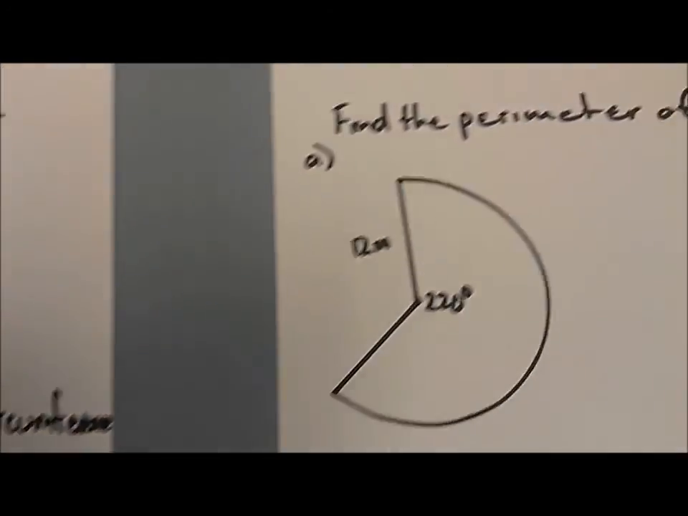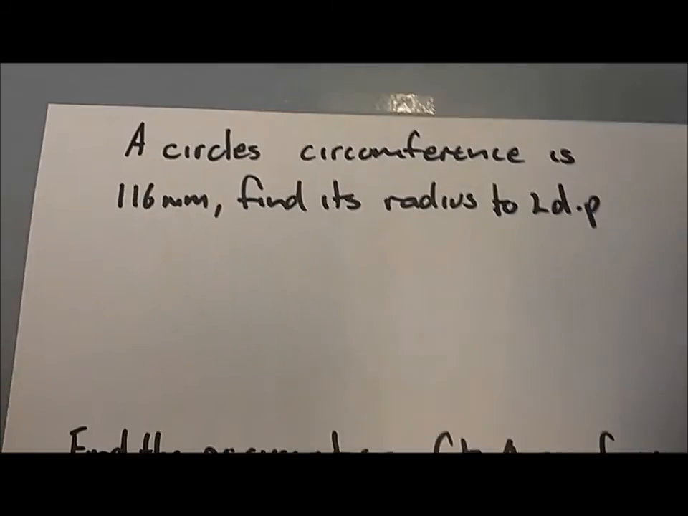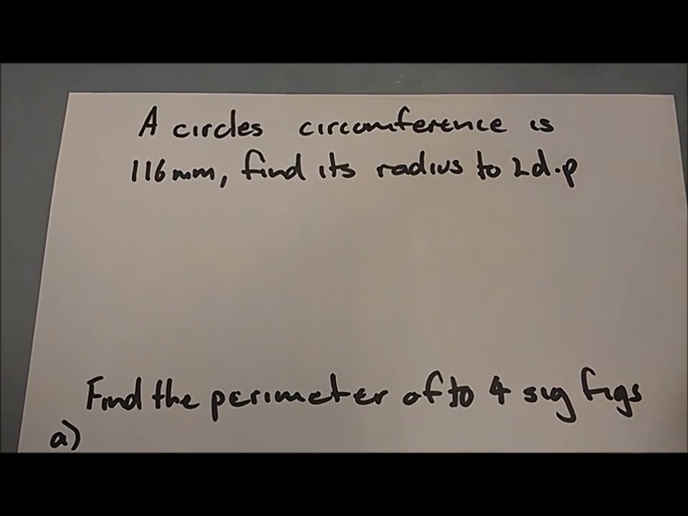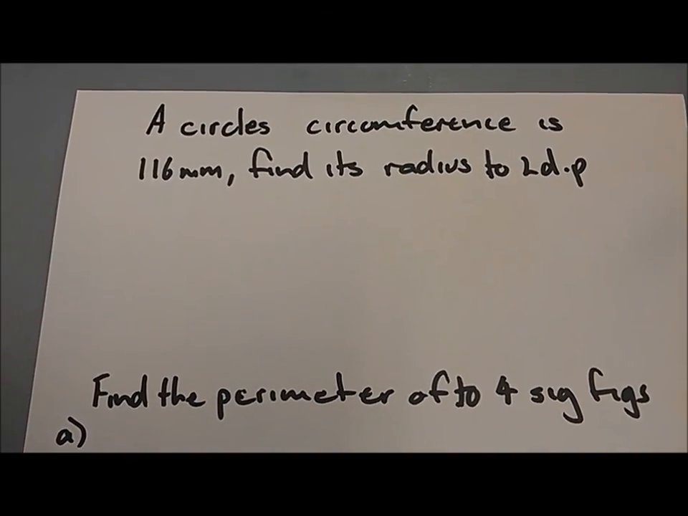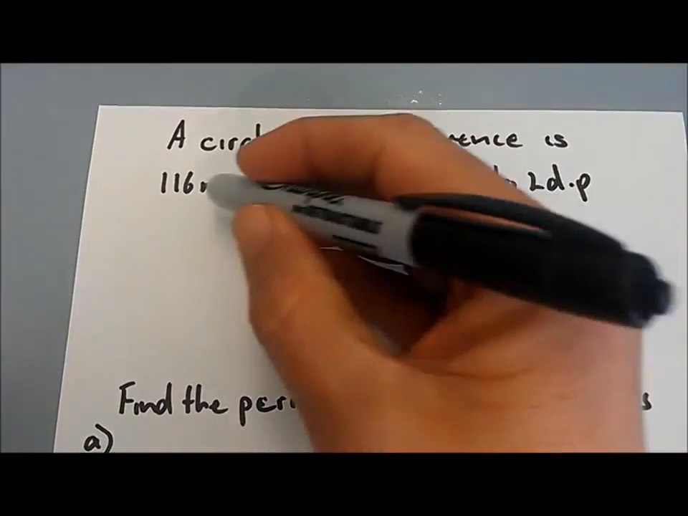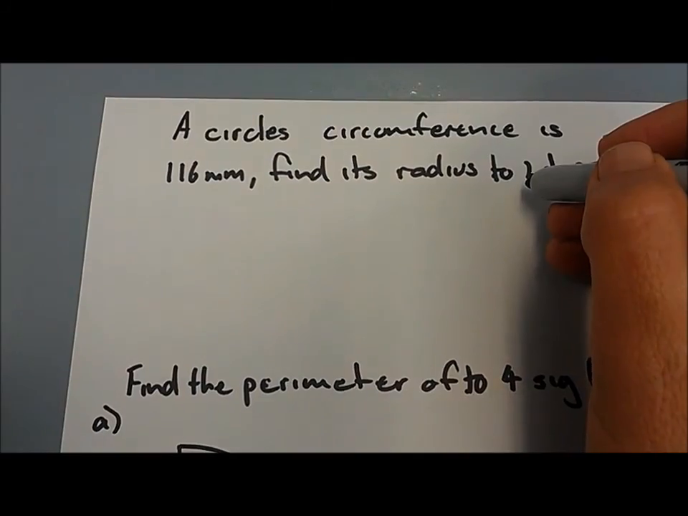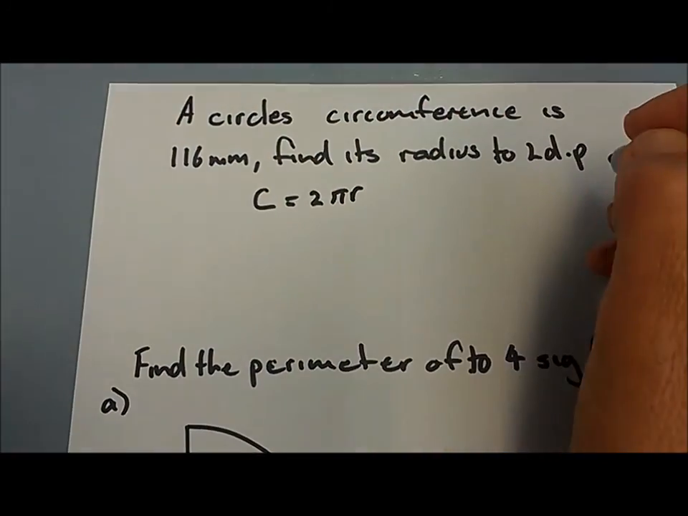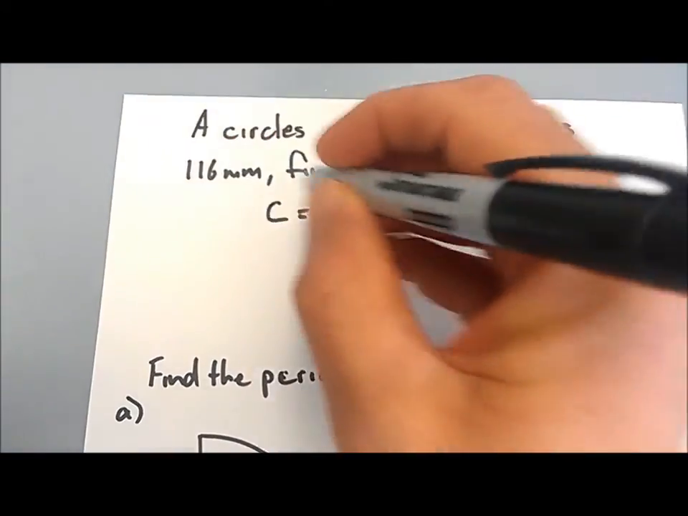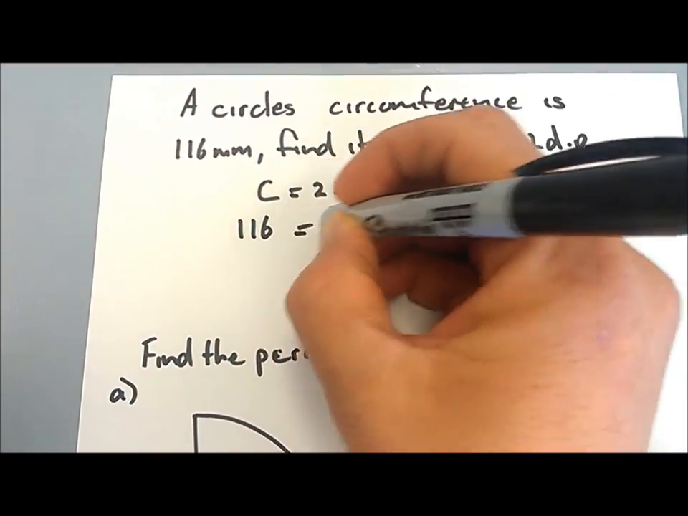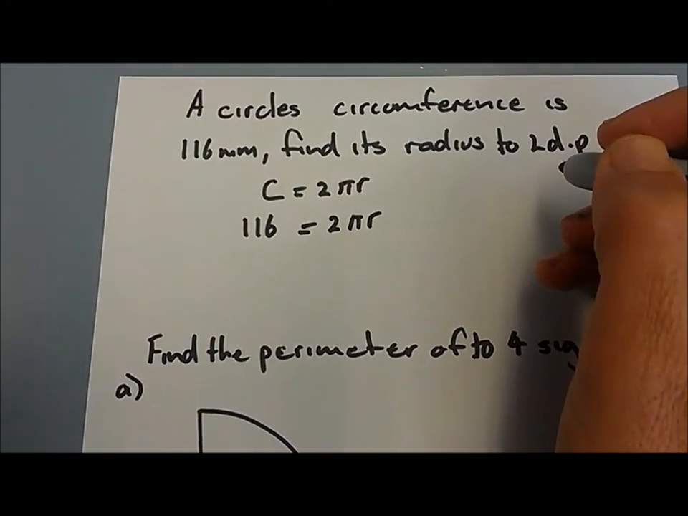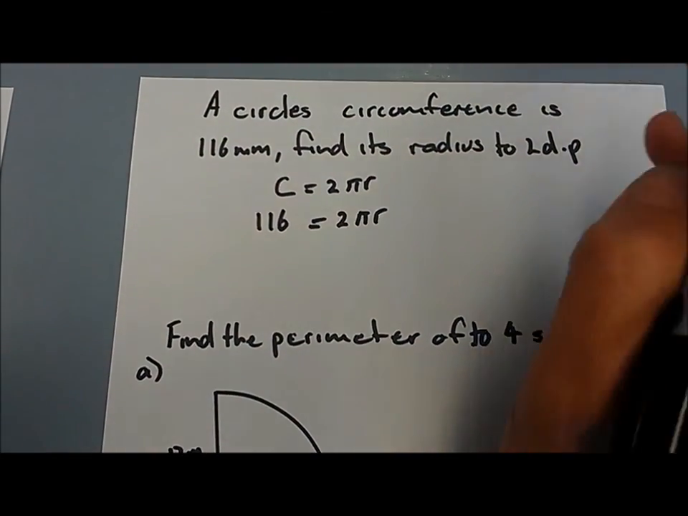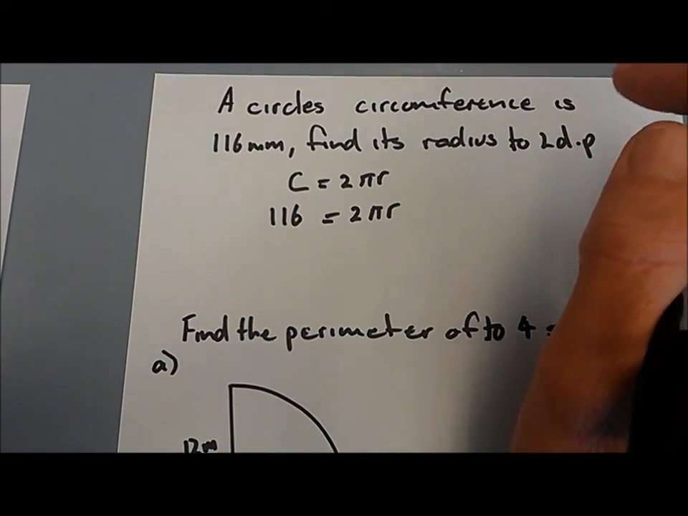Here's some other examples as well that we might look at. So a circle's circumference is 116 millimeters. Find its radius to 2 decimal places. So for this particular one I want to start off, and this time I know the circumference, I want to find the radius. So I want to use this formula, again linking circumference and radius. I'm going to say circumference this time is 116 is equal to 2 pi r. And you're probably getting excited now thinking, hey, this looks familiar. Did this last topic? You're right, it's an equation that we need to solve.